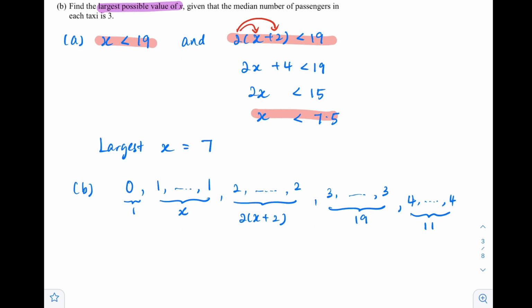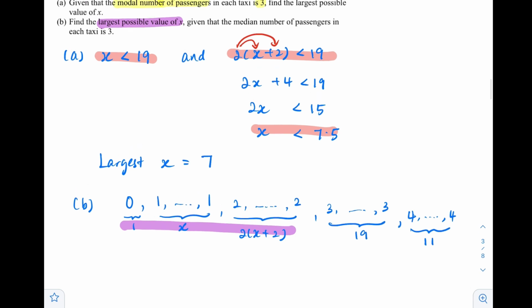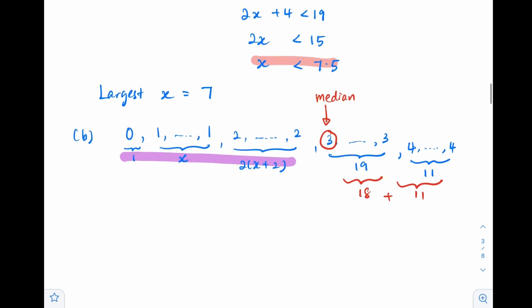To get the largest possible value of X, again, we will need to have a large number of data points in front of the median. The median 3 is right over here. If this is the median 3, then how many 3's are there behind this median? There will be 18 of them. And there are another 11 4's. So altogether, behind the median 3, there are 29 data points.